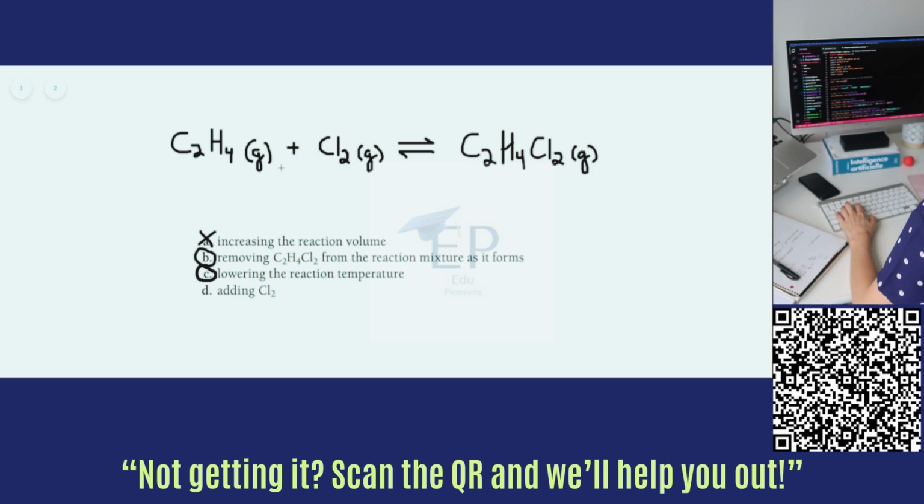D says to add Cl2. Cl2 is a reactant, and when you add more reactants, you shift the reaction towards the other side of the equation as if you have too much on one side and you need to push it off to the other side to balance the two sides out. So adding more reactants shifts the reaction towards the products and you would form more C2H4Cl2. So D would also get you more product. So B, C, and D are the 3 ways that you can maximize the amount of C2H4Cl2 you produce.